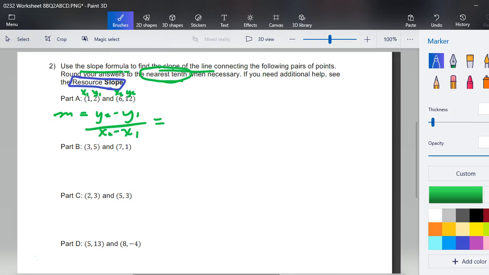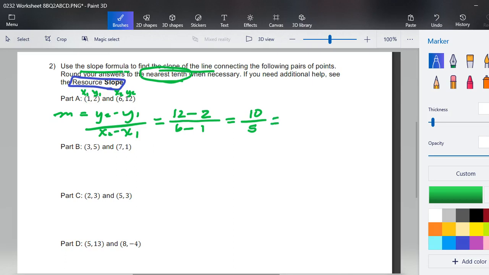I highly encourage you to write down the formula so that you can then start plugging in pieces. Like y sub 2 is 12. The formula says write down a minus. Y sub 1 is a 2, and then there's a division. X sub 2 is 6. The formula has a minus, and x sub 1 is a 1. You treat the numerator and the denominator like they are surrounded by parentheses. In other words, you do the numerator, and then you do the denominator before you put them together.